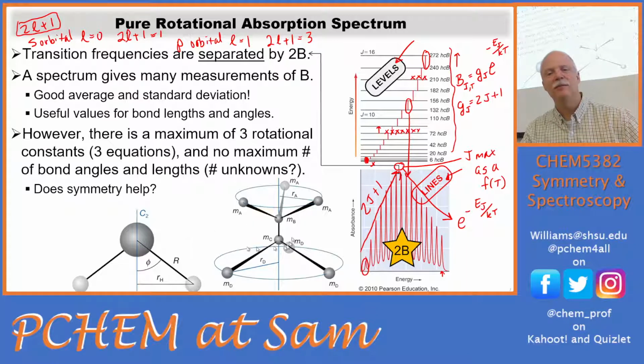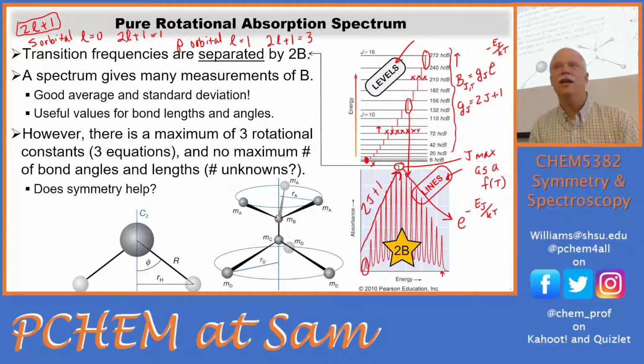And now symmetry helps. Notice in ethane, we've got 1, 2, 3, 4, 5, 6, 7 different bond lengths, and 8, 9, 10, 11, 12, 13. You add in the angles, 14. We've got a lot of degrees of freedom. I counted up 14 different variables, and we're only going to have 3 rotational constants. So we can't solve for 14 variables.